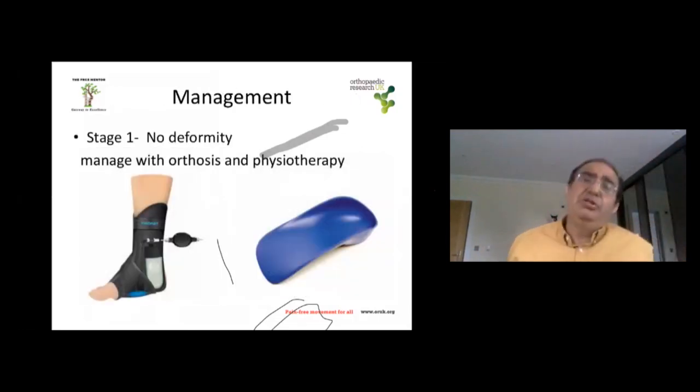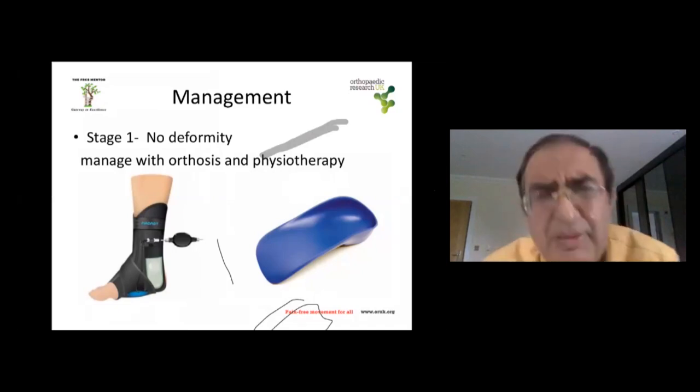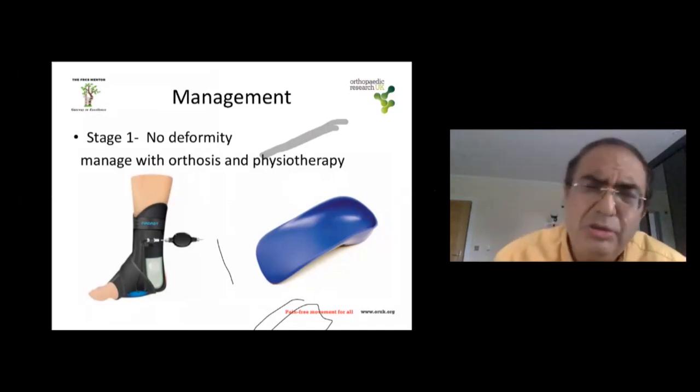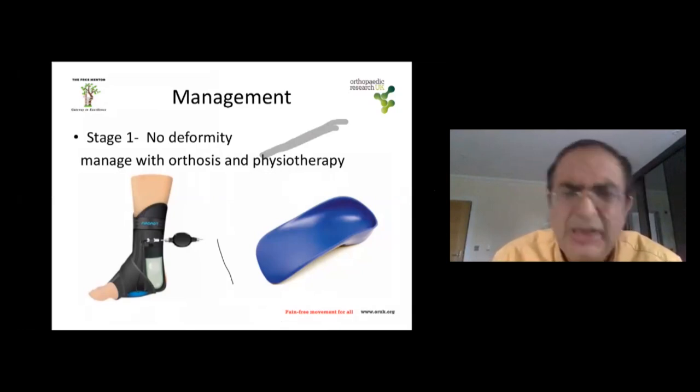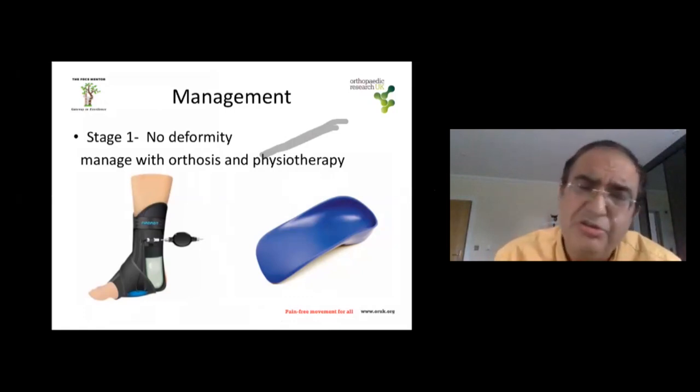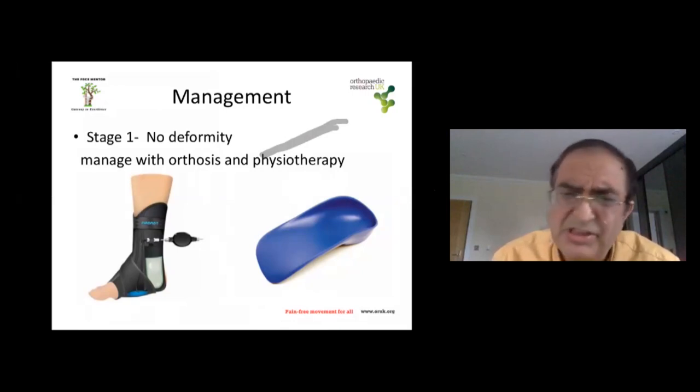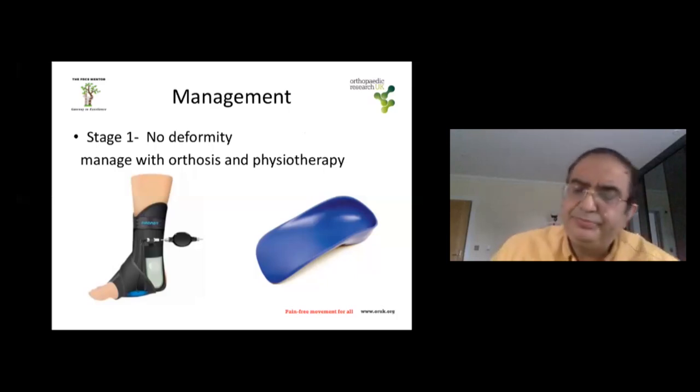But the treatment, so usually stage 1 is just an inflammation of the tib post. So all you need to do is NSAIDs and rest, and you can give them supports like a tib post brace, or you can do a UCBL insert, and also of course physiotherapy. Very rarely you can do a tenosynovectomy, especially if it's seronegative arthritis causing tib post synovitis.